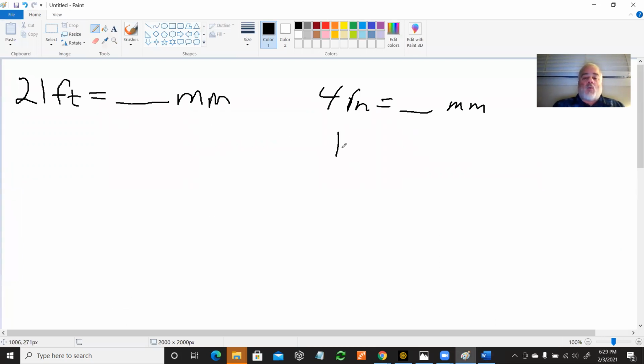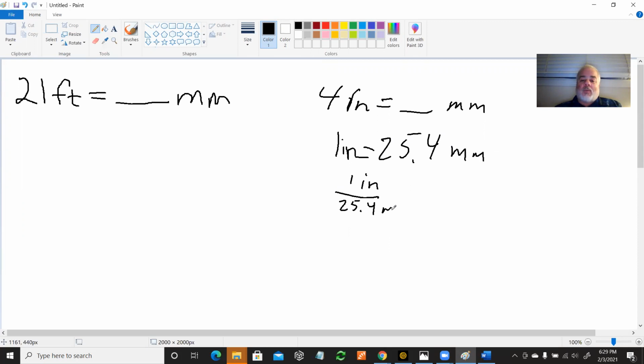So I know that 1 inch equals 25.4 millimeters. That means that 1 inch over 25.4 millimeters equals 1, right? I already said that before. And also 25.4 millimeters over 1 inch equals 1. It doesn't matter which one is on top or bottom. They both equal 1.